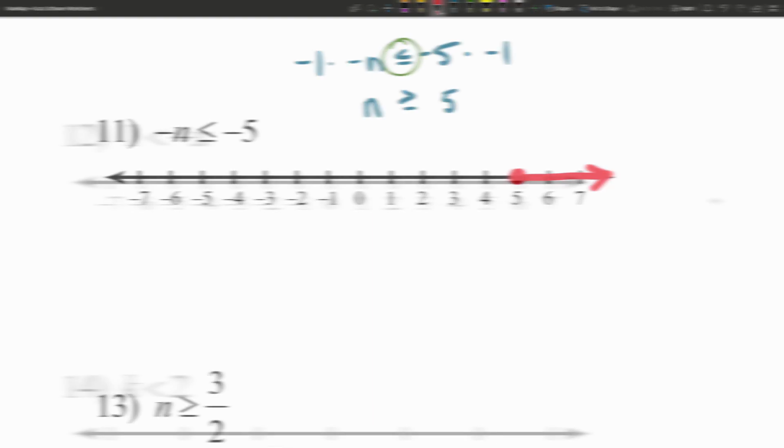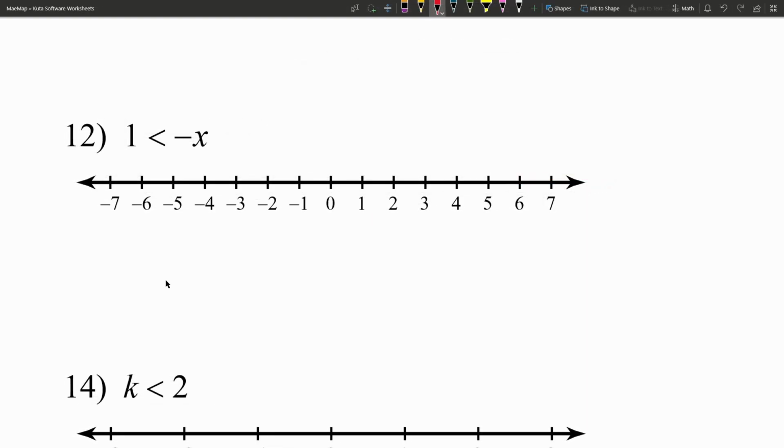Let's move on to number 12. In number 12, we have that 1 is less than a negative x. I'm going to divide by a negative 1 to give me that negative 1 is, flip that sign, greater than a positive x. So I'm going to locate negative 1 on my number line, circle it. I'm not going to fill it in because I have a greater than, not a greater than or equal to. So if negative 1 is a value that's greater than x, that means that x are all the values smaller than negative 1. So I'm going to be shading to the left. Again, leaving that circle open.